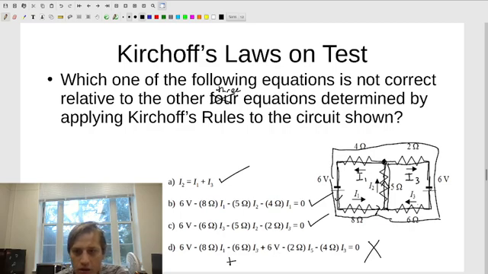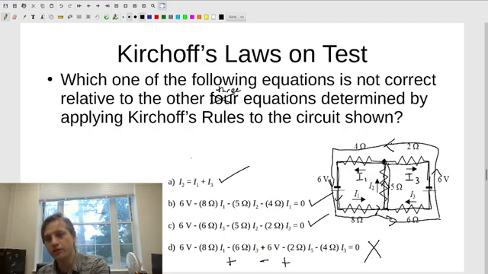This is wrong. I'm going backwards through the battery because my loop is oriented, I'm going around in a particular direction. So this should be minus 6 volts. Here I'm going backwards, opposite the direction of the current through my 2 ohm resistor here. So this should be plus, and then this is okay again. So I have a sign error, sign error, sign error. So this last one is not correct.